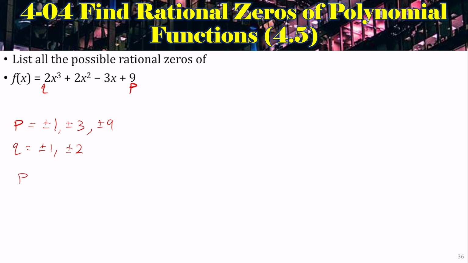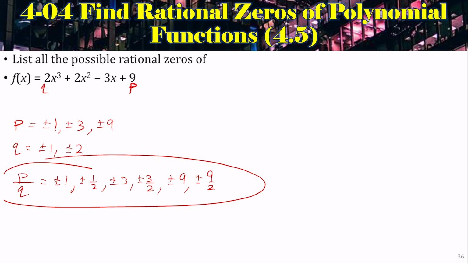So the possible rational zeros are p's divided by q's, so I could have 1 over 1, or 1 over 2. Could have 3 over 1, or 3 over 2. Could have 9 over 1, or 9 over 2. There you are. Those are possibilities. Those are not all zeros, but they are possibilities. Having 12 choices, 6 of them pluses and minuses, is far smaller than an infinite number of numbers.